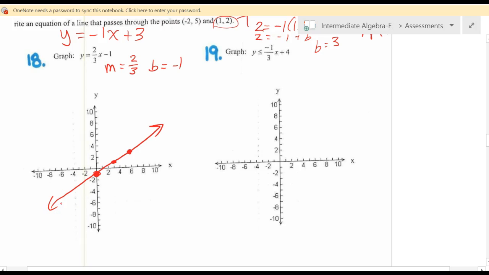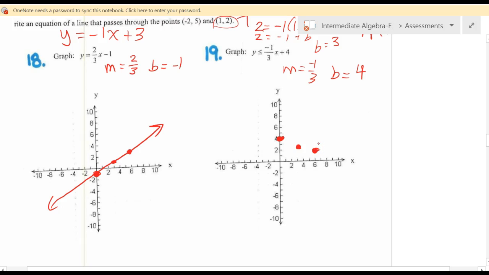For number 19, same concept, except I see an inequality sign. So I'm going to have to do a little bit more work at the end, but I'm still going to need a slope, which is -1/3, and I need a y-intercept, which is 4. So I'm going to start at 4. This time I have a negative slope, so instead of going up 1 and right 3, I'm going to go down 1 and right 3. Down 1 and right 3.